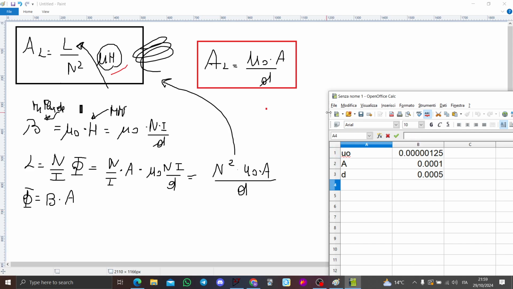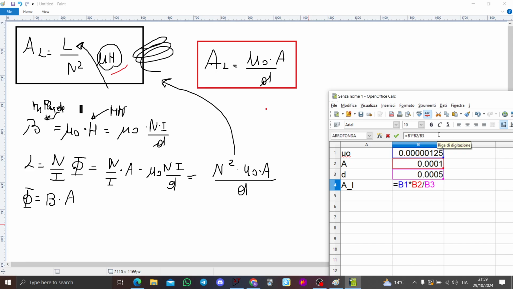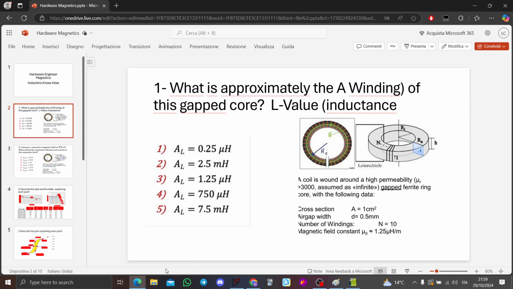So let's use this equation here. H of L is equal to mu0 times A over D. And the answer has too many zeros, so let's multiply by 10 to the 6 and see if we can obtain the first or the second. Okay, 0.25 microhenry, 0.5 microhenry. Okay, so this is the first, correct.